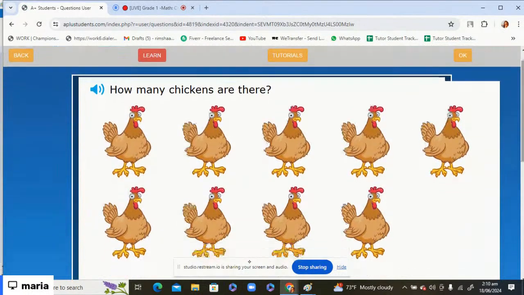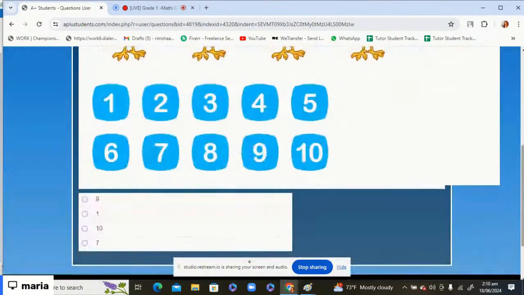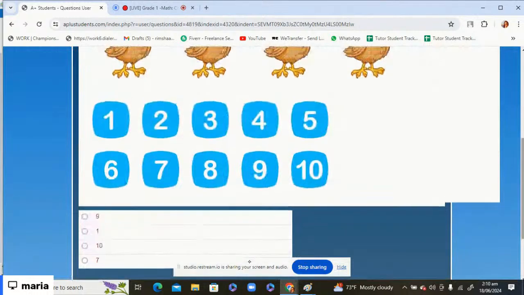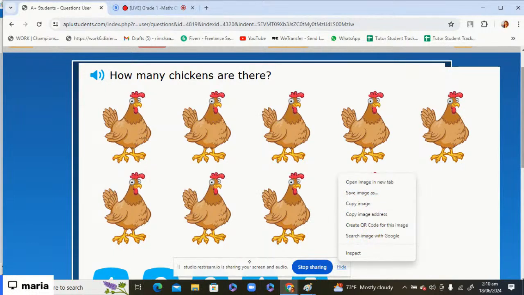Okay, so in that, how many chickens are there? In the options, they are saying 9, 1, 10, or 7. Let's check how many total. So, how many total are there? It's 1, 2, 3, 4, 5, 6, 7, 8, and 9. When I count, the total is 9.